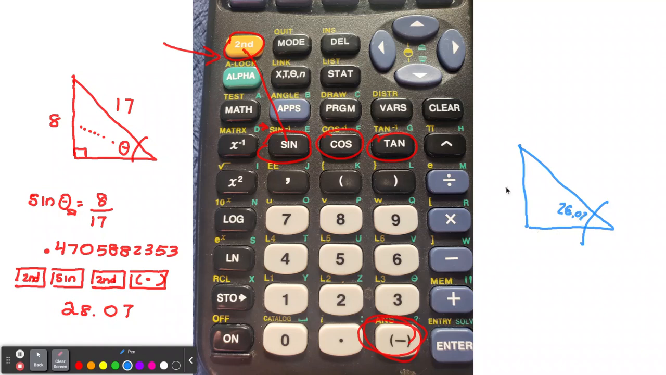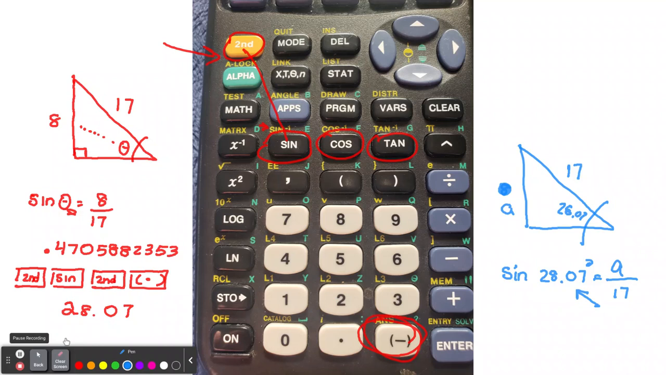And now we know it's 28.07. And let's say we just didn't know what the hypotenuse was. Well, let's say we did, and we don't know what the side A is, right? Little dot there, we'll just say A. So we can say sine 28.07 degrees equals A over 17. And all you have to do is multiply up. So go ahead, try that. If you multiply up, what do you get?